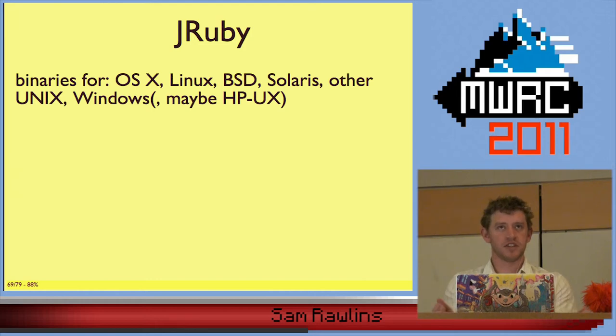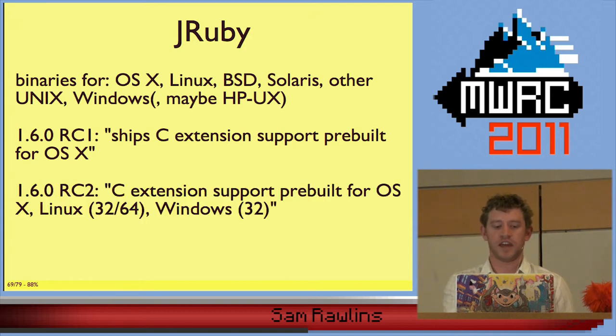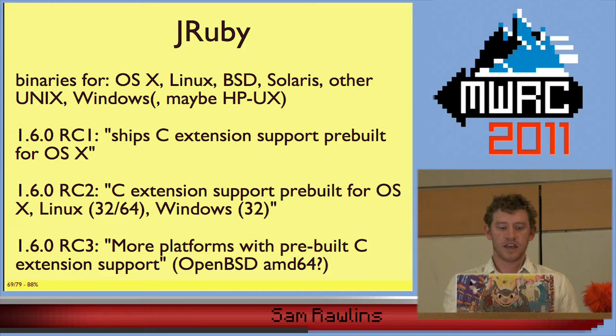JRuby, they just released 1.6.0. That's awesome. This was like Tuesday. So they provide binaries for all these operating systems, which is, again, where it's easy to compile a C extension. So they kind of added support incrementally in their release candidates. In RC1, they shipped extension support for OS X. In RC2, they added Linux and 32-bit Windows. In RC3, they wrote more platforms are supported. And looking through the bug fixes, it looks like this is basically OpenBSD.